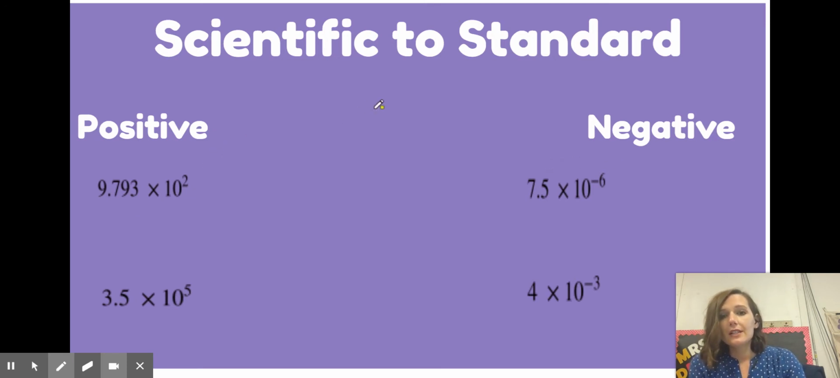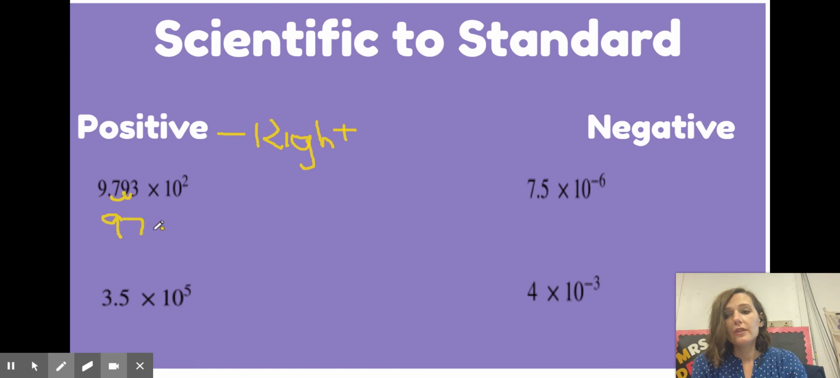So scientific to standard. When it's in scientific notation, you want to look at your exponent here. So this is 2. And if it's a positive number, you're going to go to the right. That exponent is telling you that you are moving 2 to the right. So you're going to take that decimal, you're going to go 1, 2, and then you're going to rewrite it with the new decimal, not the old decimal. So this decimal goes bye-bye, and we moved our decimal over here. So that is your answer in standard form.